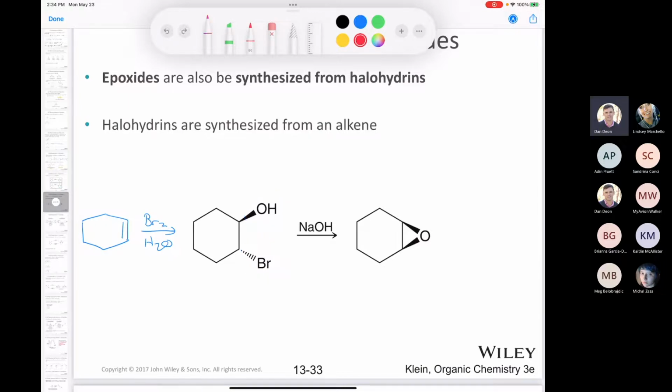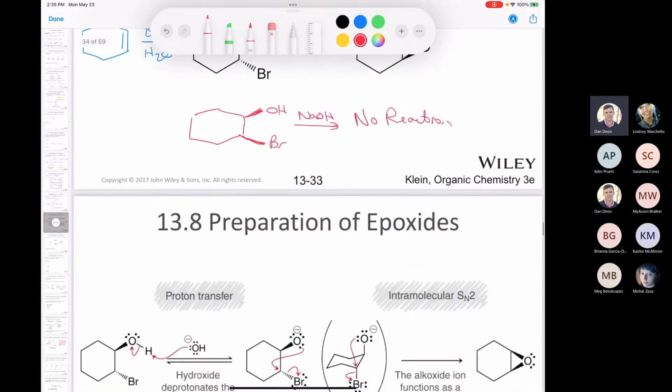If you were to try to do it with the hydroxyl going up and the bromine going up like this, and you treat that with sodium hydroxide, you get no reaction. Nothing happens at all. So they have to be trans to one another in order for it to work. Let's take a look at why that is.